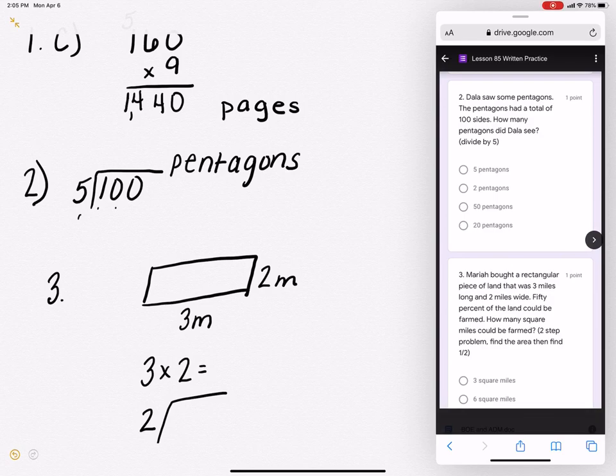But now, if you go to the 2-digit number 10, 5 goes into 10 2 times. 2 times 5 is 10. Subtract, and you get 0. We are dividing 100 by 5. Bring down this 0. How many 5s go into 0? The answer is 0. 0 times 5 is 0. 0 minus 0 is 0. We have no remainder. So she saw 20 pentagons.